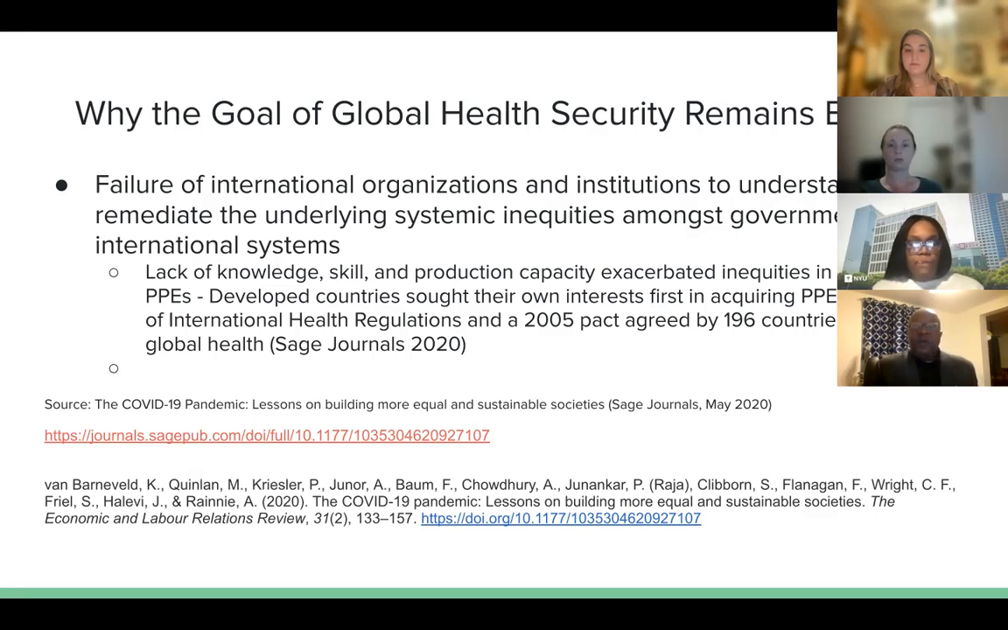So that is the reason why the 196 countries that are part of this International Health Regulations 2005 pact should work together to make sure that there is coordination, not just in the quality of healthcare personnel, but the amount of healthcare personnel and also access to care and personal protective equipment.